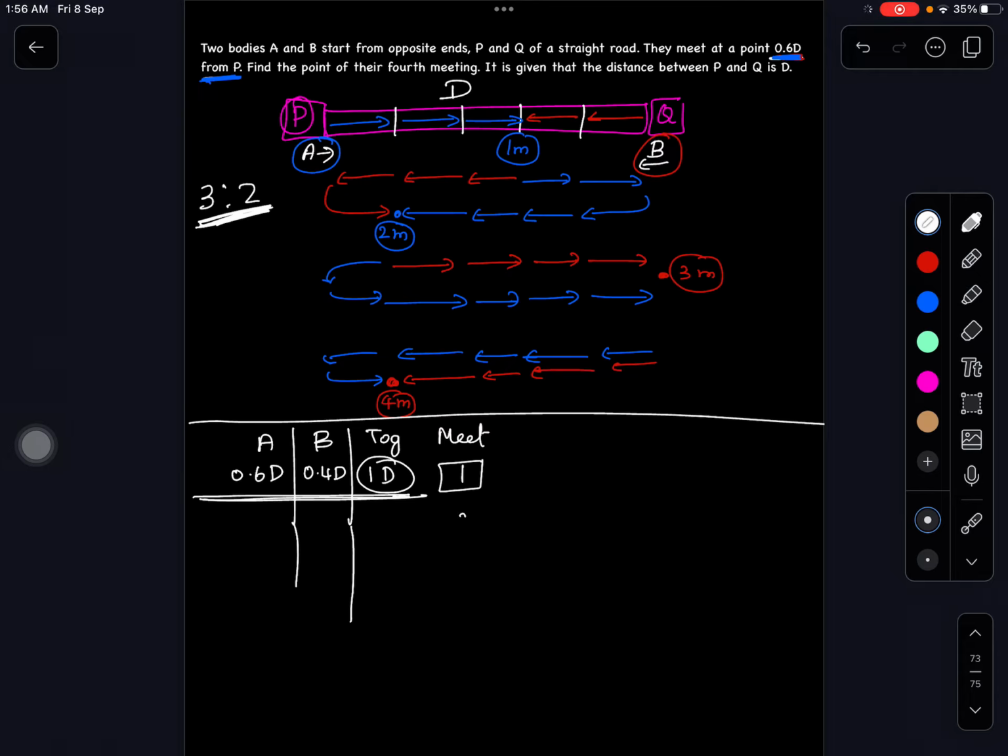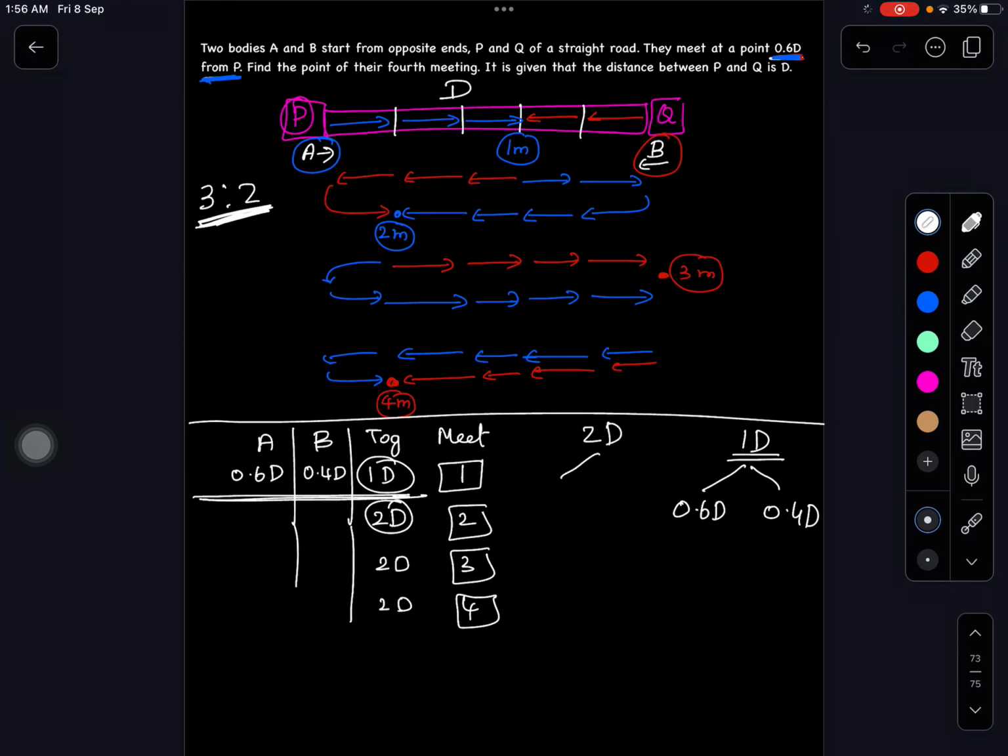Now for the second meet, the third meet and the fourth meet to happen, together they should cover 2d more distance each time. If they cover d distance together, A would have covered 0.6d and B would have covered 0.4d. If they cover 2d distance, A would have covered 1.2d, and in the meantime B would have covered 0.8d. So every time they cover 2d distance together, A would cover 1.2d more and B would cover 0.8d more.